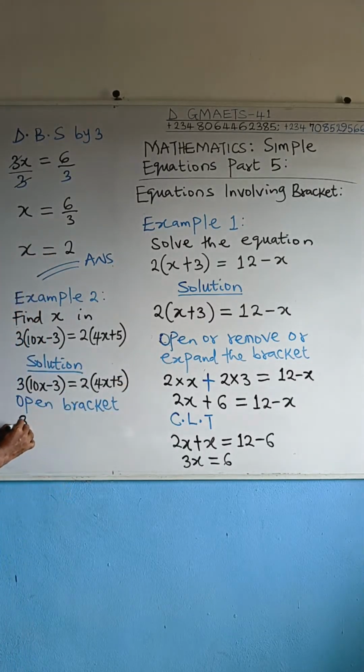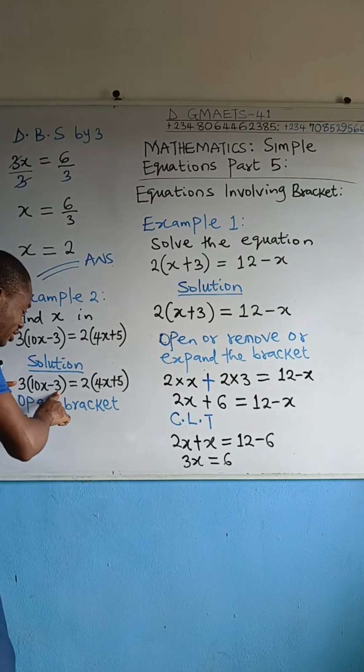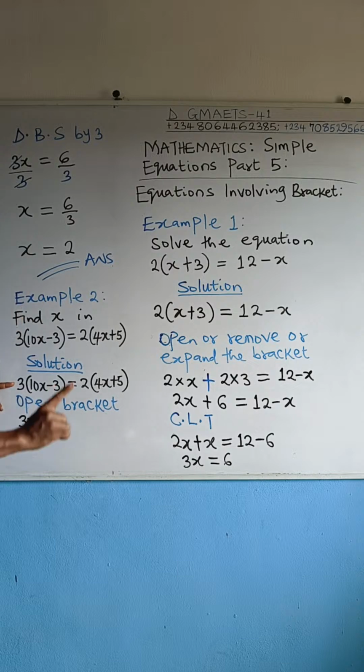This is 30x. Then before you use this 3 to multiply this minus 3 inside the bracket, remember I told you the signs you have in the bracket will not change because you are using a positive number to open the bracket. Therefore, I will simply bring this minus down. And then I'll use this 3 to multiply this 3. 3 times 3 will give you 9.